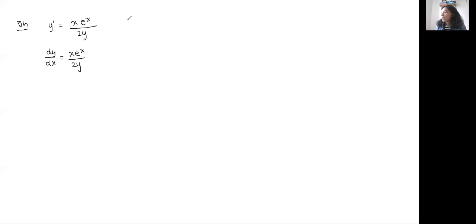And now, again, as usual, and you're going to see it's always the same exact type of problem. You have to bring everything with the same letter to the same side. So everything that's in terms of x to one side and everything that's in terms of y to the other side. Right? And so I'm going to multiply both sides by 2y and by dx. So multiply everything by 2y and multiply everything by dx. On the left-hand side, I end up with 2y dy. And on the right-hand side, I end up with x e to the x dx.